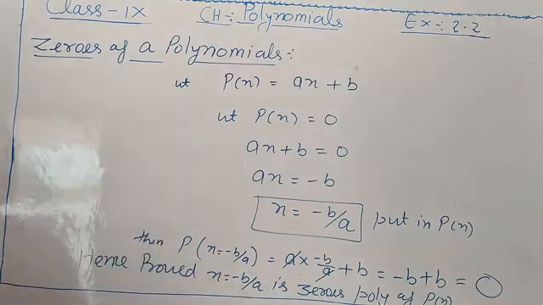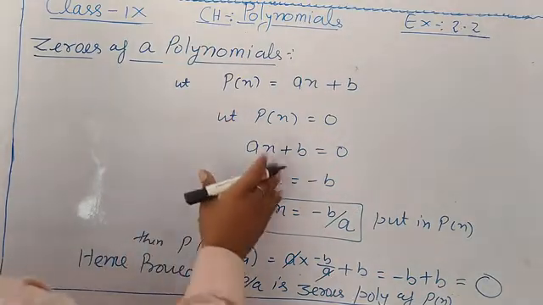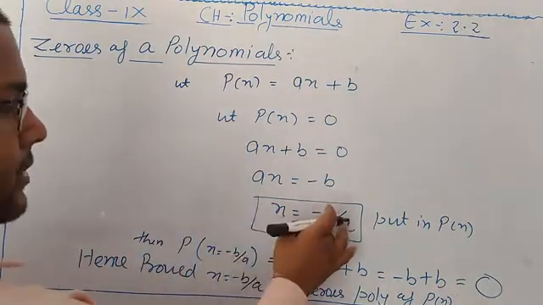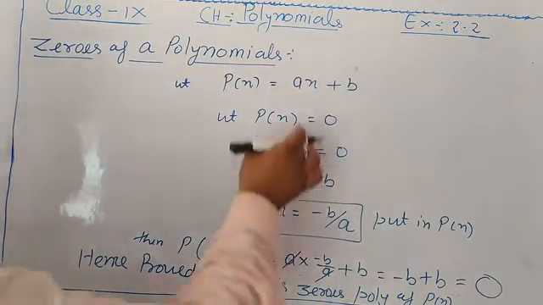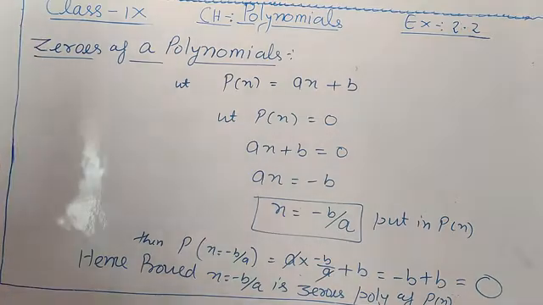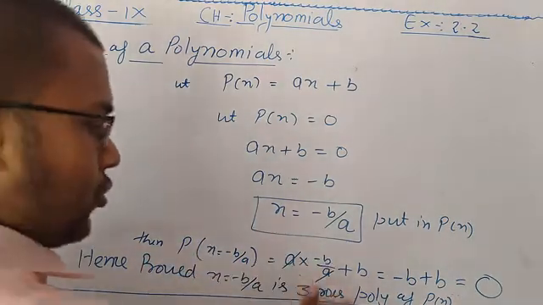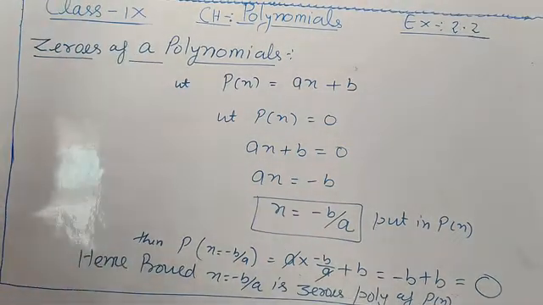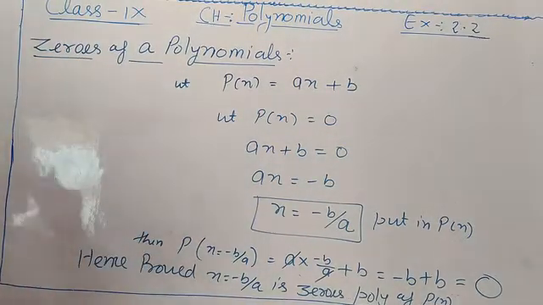So this is very important, student. When the root x is equal to minus b by a is put in the polynomial p(x), then p(x) is equal to 0, and x is equal to minus b by a is called the zero of the polynomial p(x). Okay student, write that.